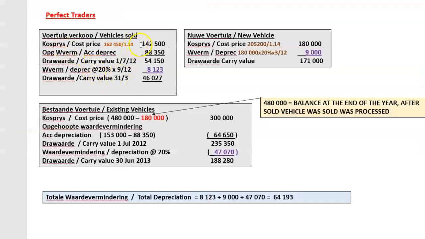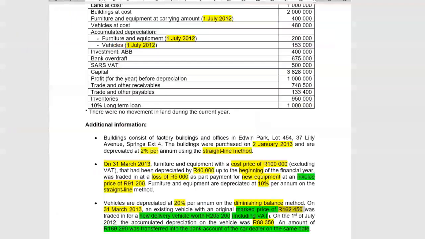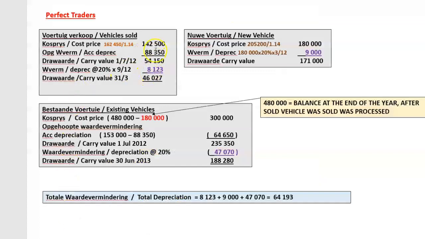Now the vehicle that I've sold had originally a VAT inclusive price of 162,450 and accumulated depreciation at the beginning of the year of 88,350. So the carrying value of the asset as at the beginning of the year is 54,150. We have traded in this vehicle on the 31st of March. So the first question is, did we use the vehicle during the year? The answer is yes, we used it for a period of 9 months during the year.